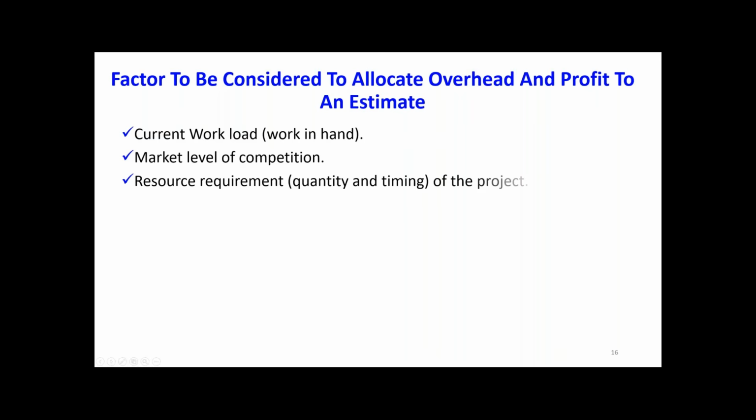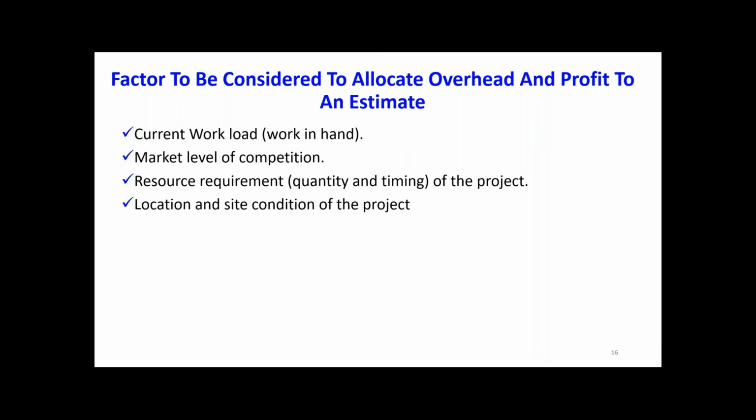Resource requirement: we have to see whether we have all the resources or we need any specialized resource to do this project. Then you are going to see the location factor, where this project is located. Now if the project is in a remote area, with no access, in the middle of the desert or the middle of the sea, are we going to go for a lesser profit margin or higher profit margin than usual? Higher, definitely, because of the location factor.